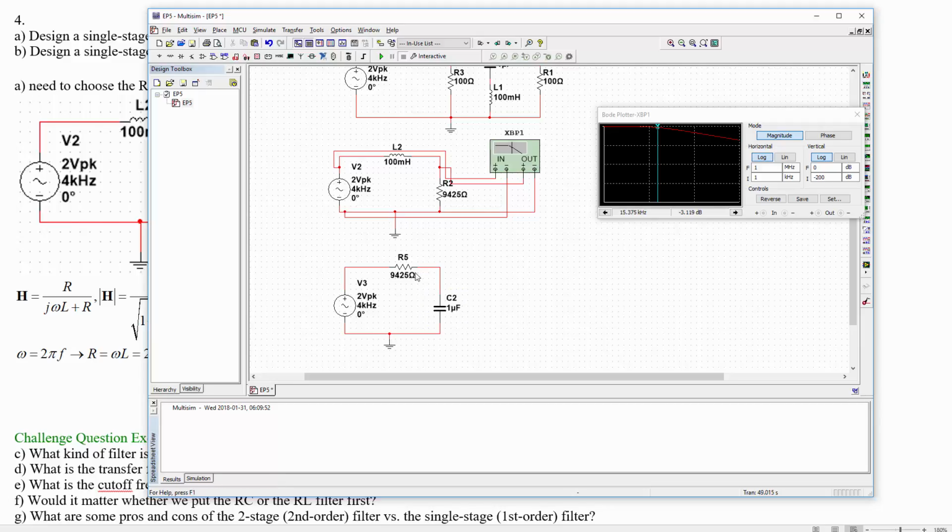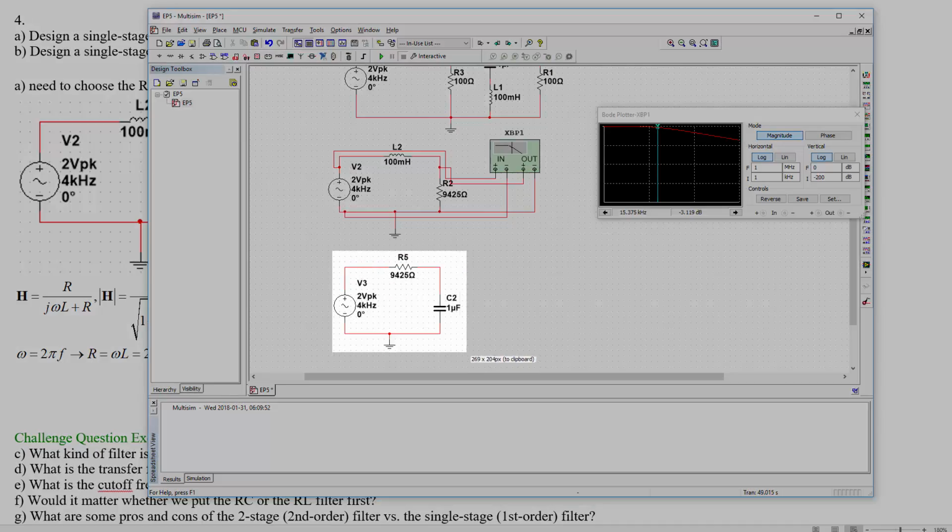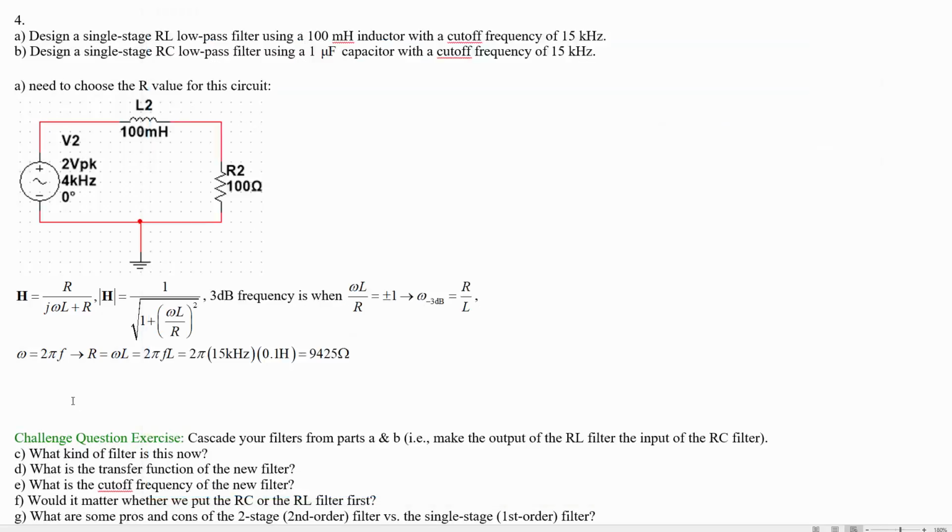Anyway, this is the low pass filter with a capacitor. We've got a capacitor here because at low frequencies this is infinite impedance, so the voltage divider is going to work in our favor, while at high frequencies it's going to be shorting out the output. So we need to choose the R value for this circuit.